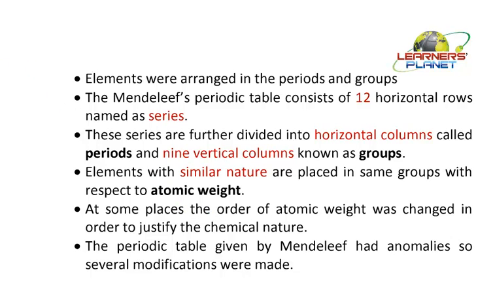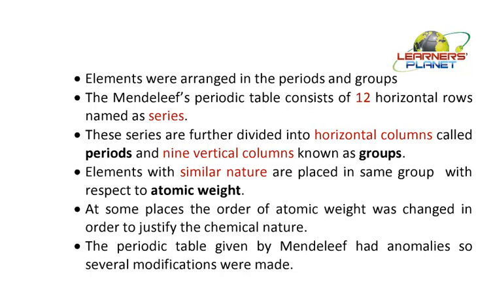He took two things into consideration: the chemical nature, that is the nature of hydroxides or oxides, and he placed them in the same group with respect to the atomic weight. So he had to see two things, the chemical property as well as the atomic weight. At some places the order of atomic weight was changed. Why? In order to justify the chemical nature. So he had to change the order.